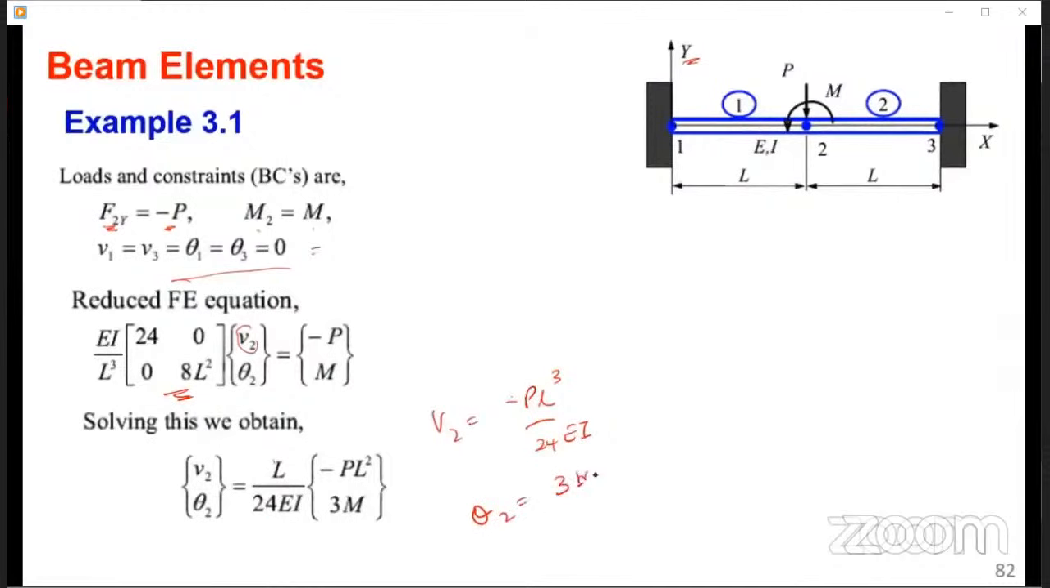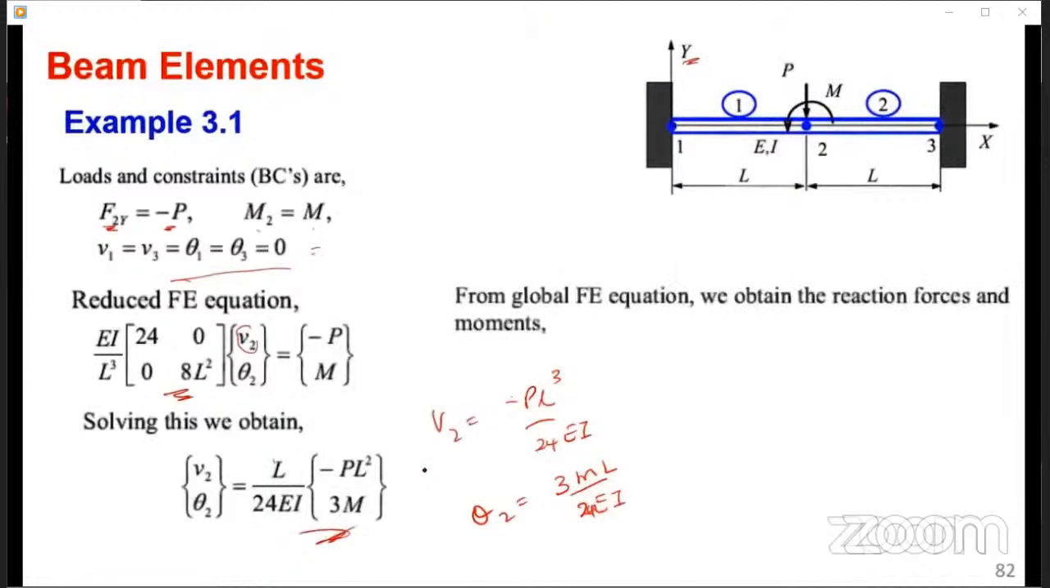3 PL squared... or ML over 24 EI. It's only that you are writing it in matrix form. So with that now, you can clearly see that we have obtained the nodal unknowns, the nodal degrees of freedom for node 2, V and theta.